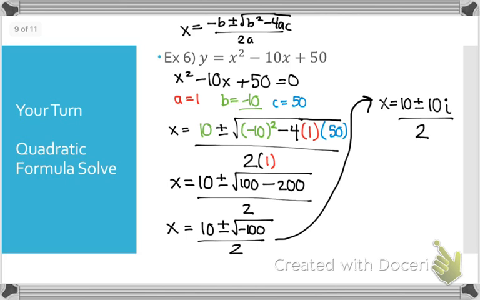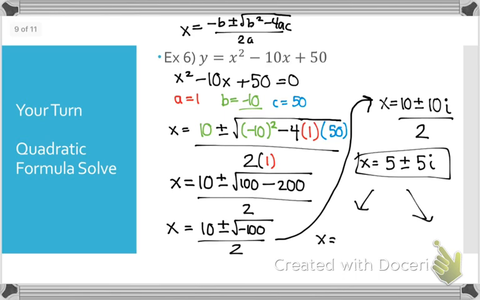Now, the nice thing is that these both actually divide. So we end up getting x is equal to 10 divided by 2 is 5, plus or minus 10 divided by 2 is 5i. Okay? So that would be our solution, or we can write out our two solutions, which is x is equal to 5 plus 5i, or x is equal to 5 minus 5i. And again, those would be our two solutions.